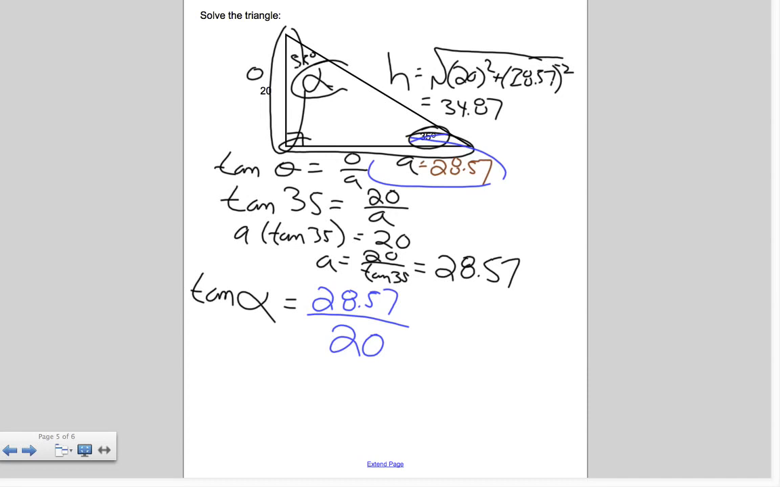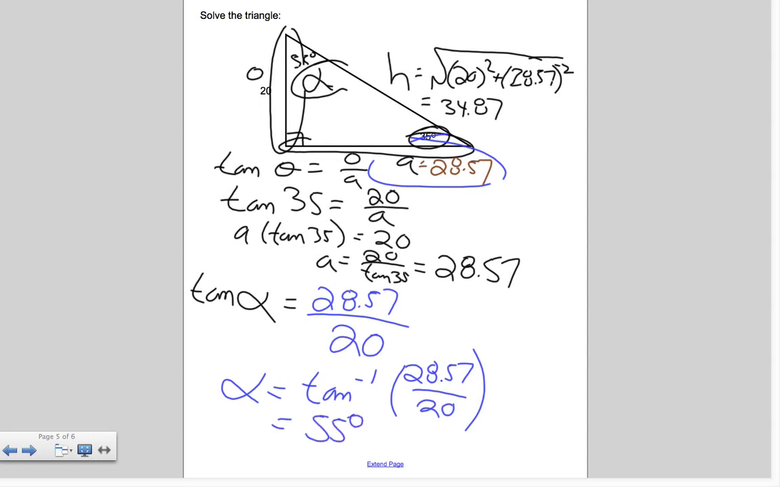So alpha really is the inverse tan of 28.57 over 20. What do you get? 55. 55.00663388. Nice. So doing this matches up with what we thought with the 180-degree thing.